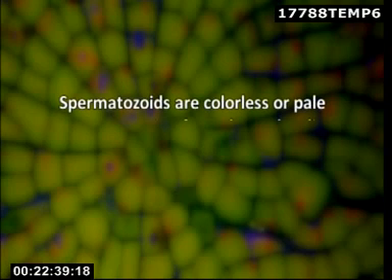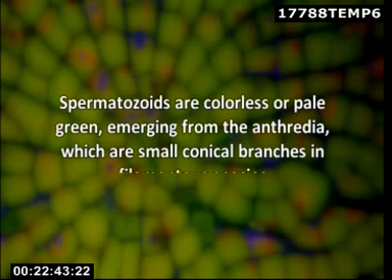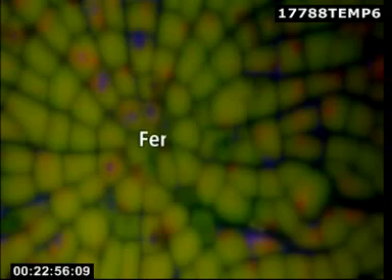This is in contrast to the antheridium of most other green algae, in which a single cell divides into sperm within its original cell wall. Spermatids are colorless or pale green, emerging from the antheridia, which are small conical branches in the filamentous species, or cells derived from the asymmetrical diagonal divisions of internal cells in parenchymatous species.